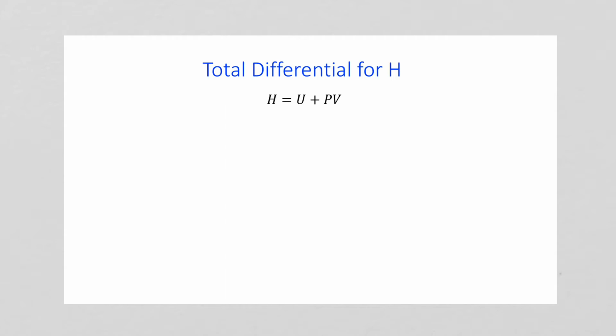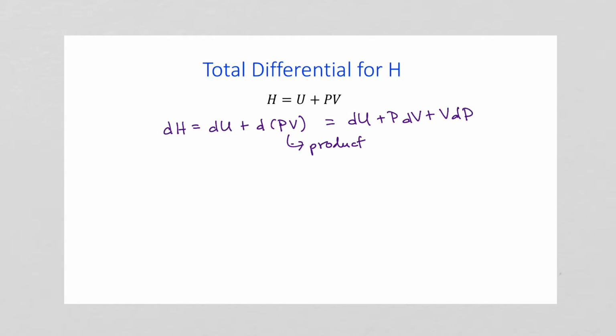Okay, so we're going to start off by taking the derivative of this entire expression. So we will have dH equals dU plus d of PV. The one thing that we want to remember here is that we need to take the differential of this whole quantity, so don't forget to use your product rule. In that case, we want to rewrite this as dU plus P dV plus V dP. Again, implementing that product rule.